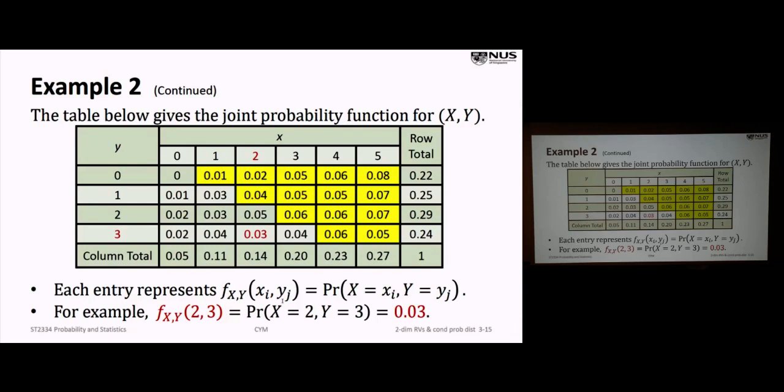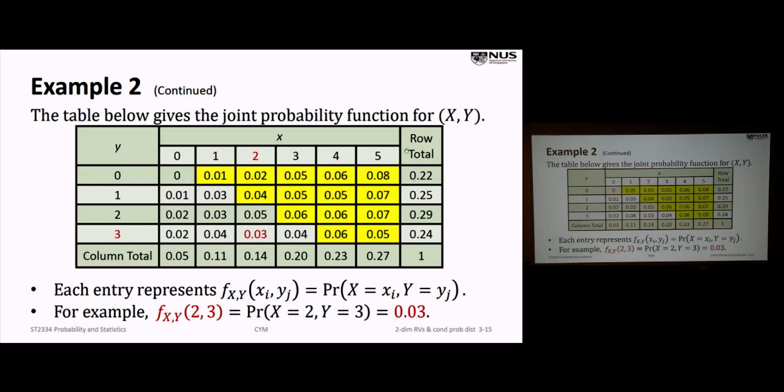So first of all, I ask the question, what is the probability that y is equal to 0? Well, the probability y is equal to 0 is by definition the sum. So I fix y as 0 and I sum over all possible values of x. That's basically the definition that we had for the marginal probability mass function. So the probability that y is equal to 0 is 0.01 plus 0.02 plus 0.05 plus 0.06 plus 0.08, which is 0.22. But that's obviously not the whole marginal probability mass function, because I've only got the marginal probability that y is equal to 0.